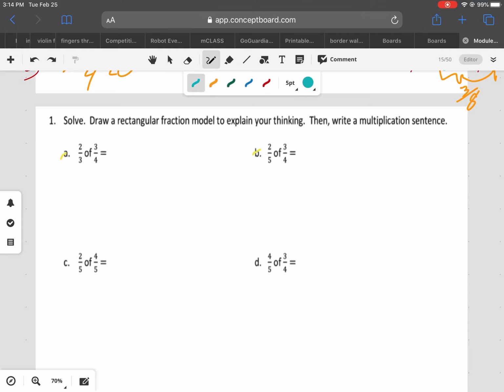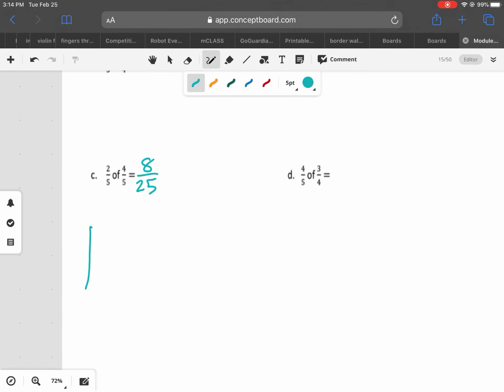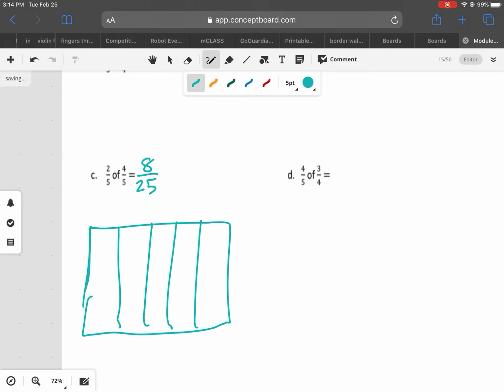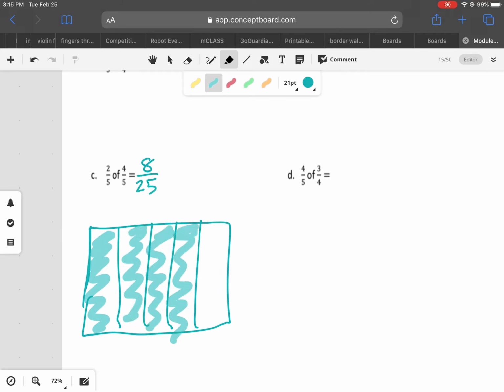All right, so it says to draw one. This is part 1, sorry. All right, so our answer here is going to be 8/25. There's not going to be any simplification on that one. You're going to draw your fifths. And you're going to draw your other fifths. Oh, actually, we should shade in 4 of these. And now we're going to draw our other fifths.